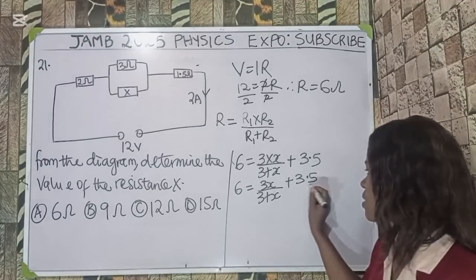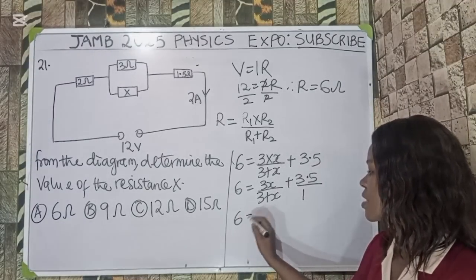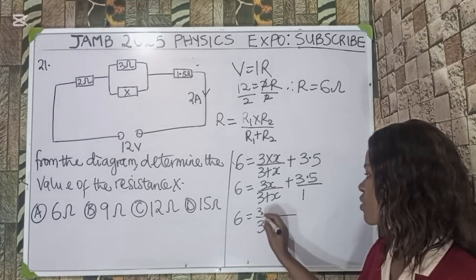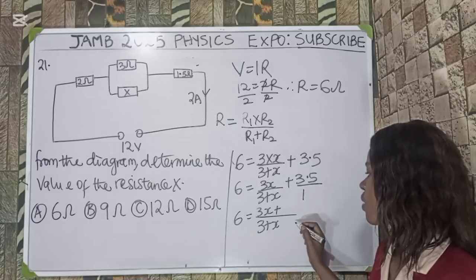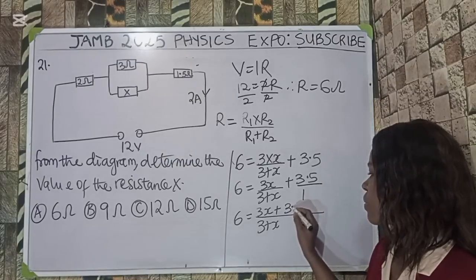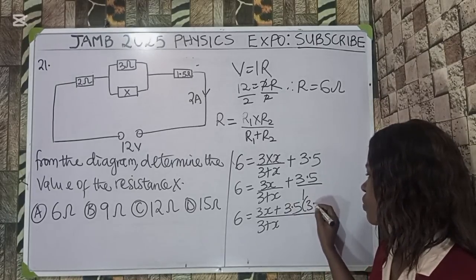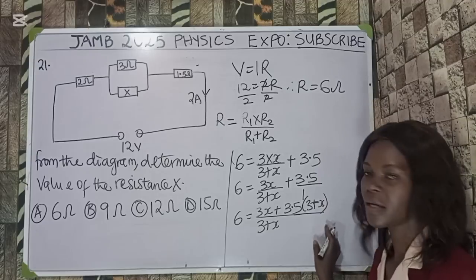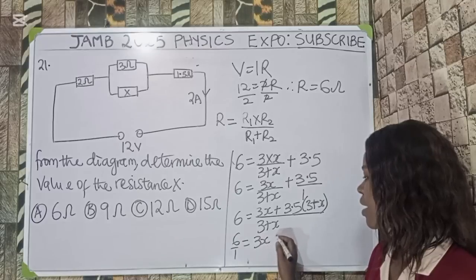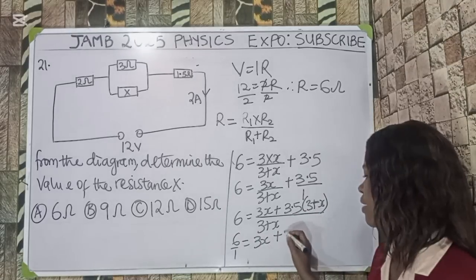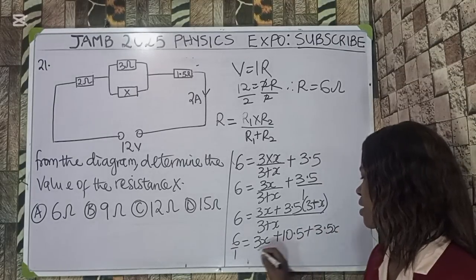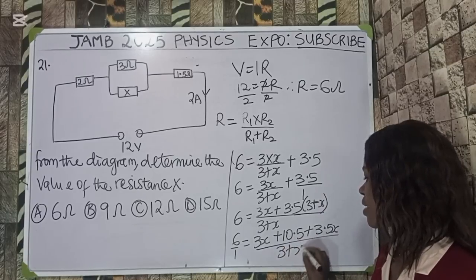Now let us get the LCM simply by saying 6 is equal to 3 plus x. When you divide, you're going to get 1 multiplied by this, that is 3x, plus, what do we have now? I have this into 3 plus x, so that is multiplied by this 3.5 bracket 3 plus x, okay? Now this is what? 6 over 1 is equal to, let's open the bracket, 3x plus 10.5 plus 3.5x, okay? Then all divided by what? 3 plus x. Is that clear?